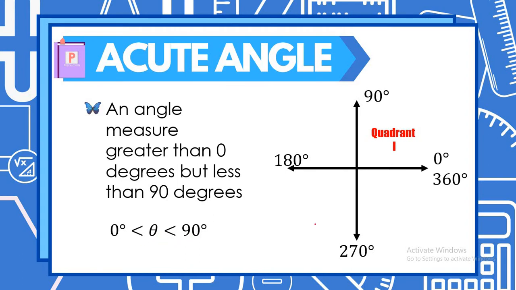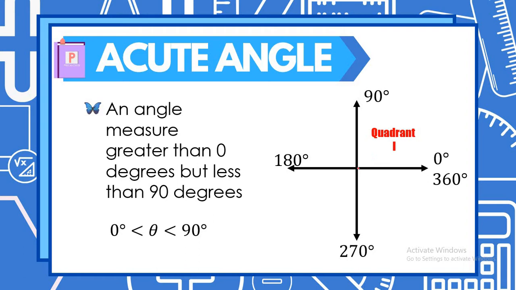In a Cartesian plane, recall that this portion is 0 degrees, then rotating counterclockwise will give you at this point 90 degrees, then 180 degrees, to 270 degrees until we reach 360 degrees, which is one full rotation. So an acute angle, or the terminal side of an acute angle, will always lie on the first quadrant.